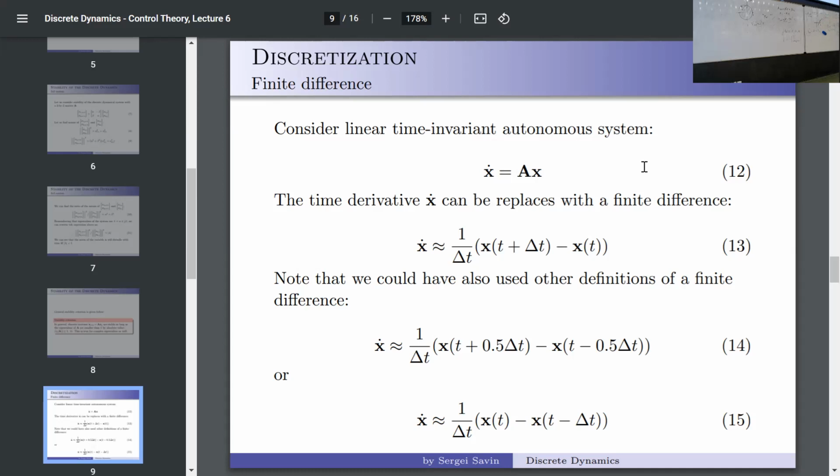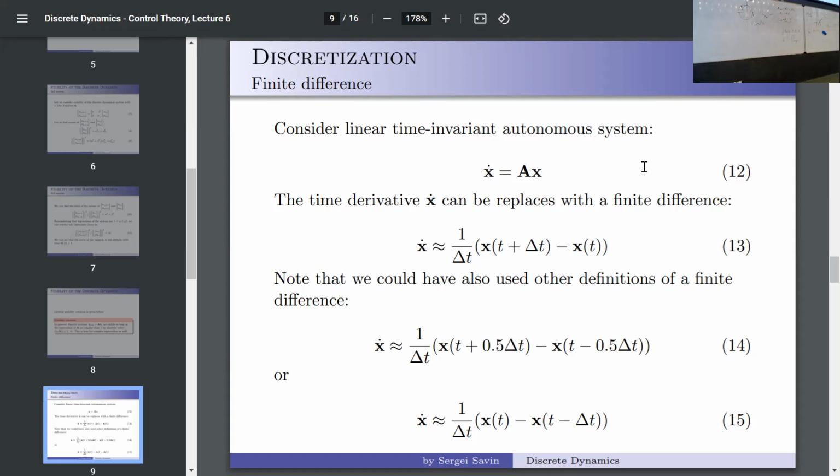What I'm trying to say is you're probably used to definition 13 because it just looks natural. But definition 14 and 15 are exactly the same. There's no reason to prefer one over the other. Okay, that's just something to think about.